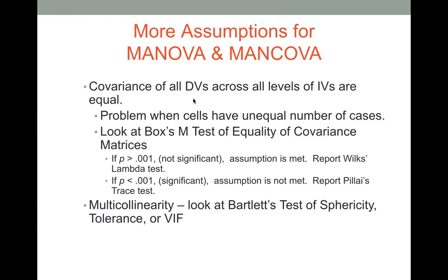So the covariance must be equal. Problems arise when cells have an unequal number of cases; look at Box's test and all this. Multicollinearity: look for Bartlett's test of sphericity and the tolerance, to check multicollinearity in the independent variables. And remember that the covariates must not correlate with the independent variables.